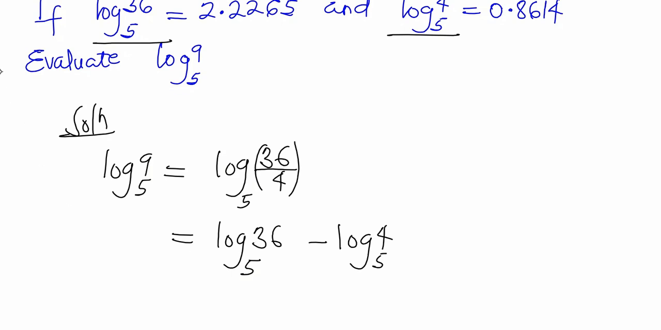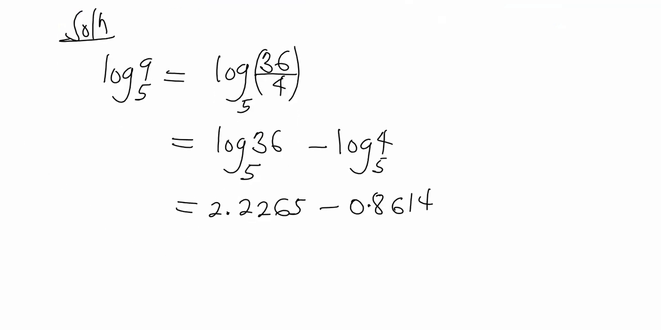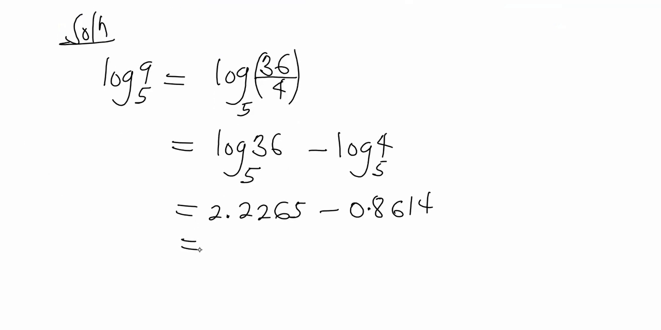Now the value of log 36 base 5 is giving us 2.2265. So write here 2.2265 minus log 4, which is also giving us 0.8614. So having substituted their values, then 2.2265 minus 0.8614 gives us 1.3651. And that is how we can find the value of log 9 base 5.